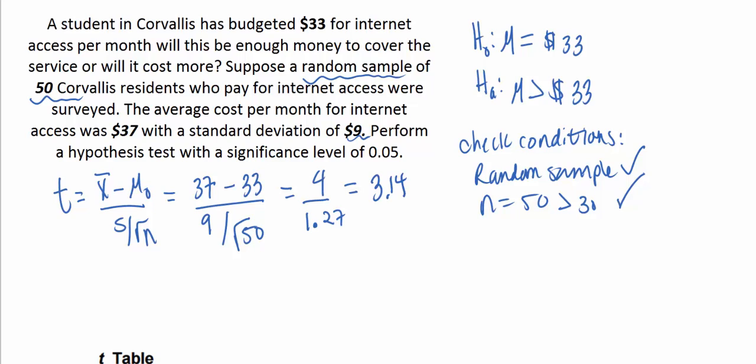Now, before we can find our p-value, we should also calculate the degrees of freedom, which are just simply n minus 1 for a one-sample t-test. So in this case, we have 50 minus 1, which is equal to then 49.